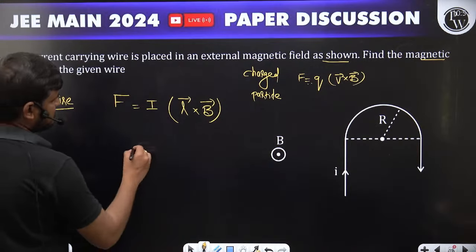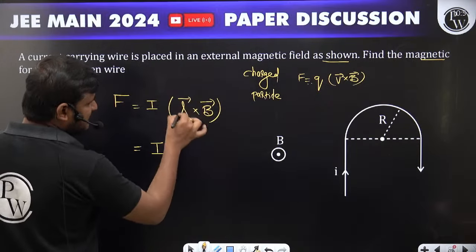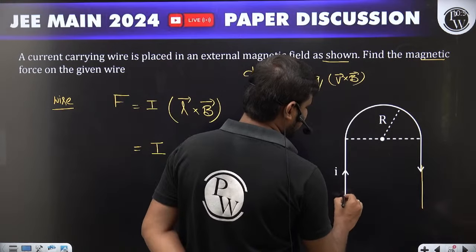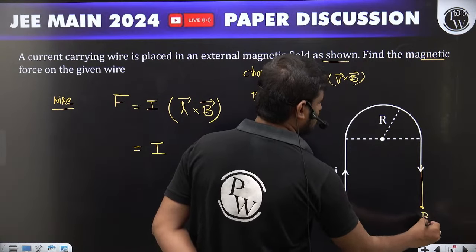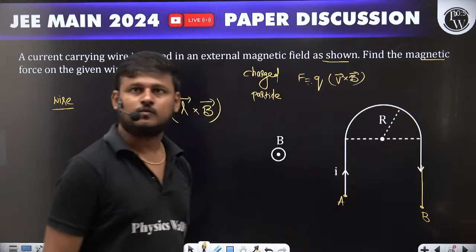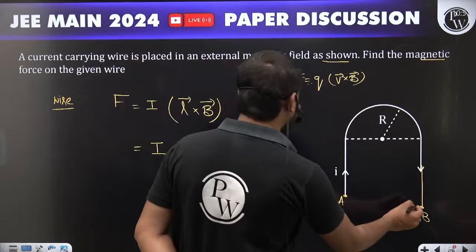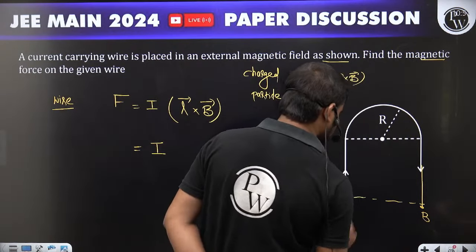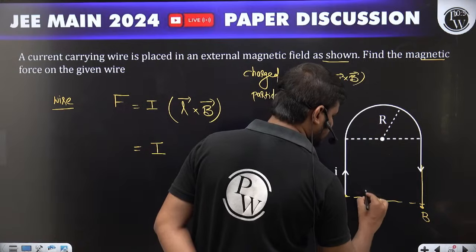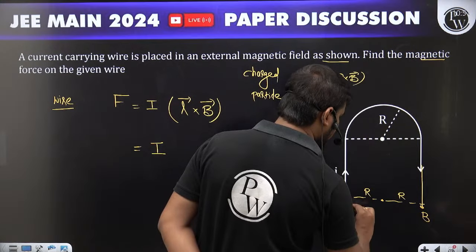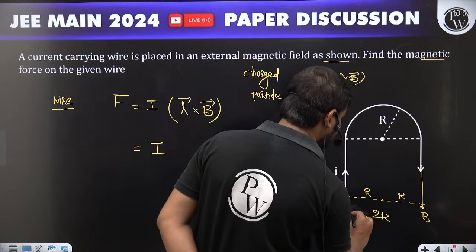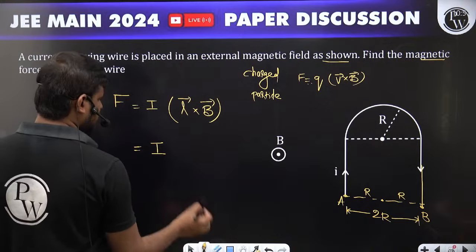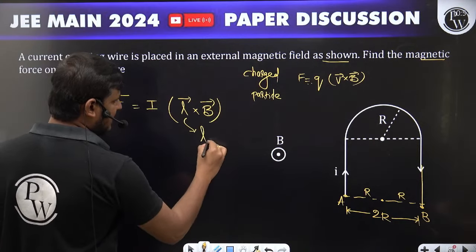Now you can see the current I, where this length L is the effective length. So this should be till here. This is the A point. Let's say this is the B point. So this whole wire is placed in the magnetic field now. I just need the effective length. So what is the effective length between the end points? This is the effective length. If this radius is R, from here to here it is R, and from here to here it is R, so overall it is going to be 2R. That means this L is nothing but the L effective we should take.